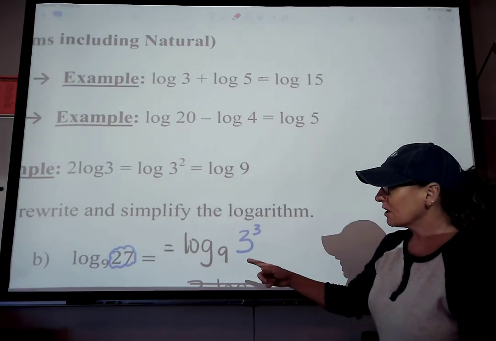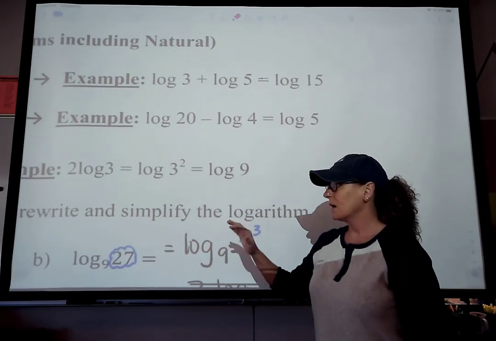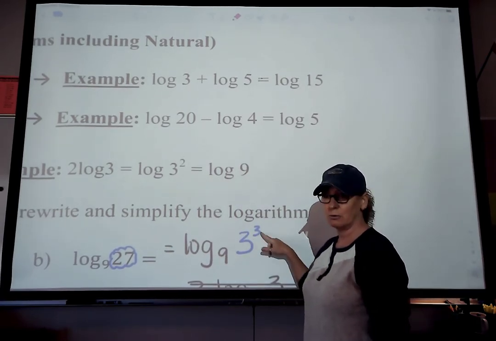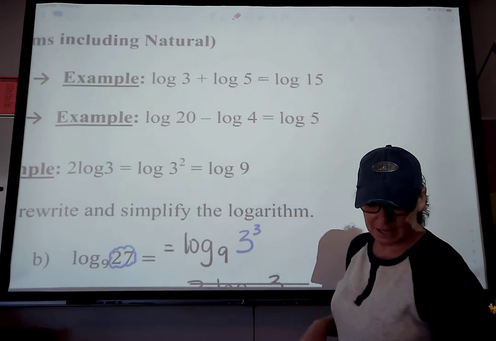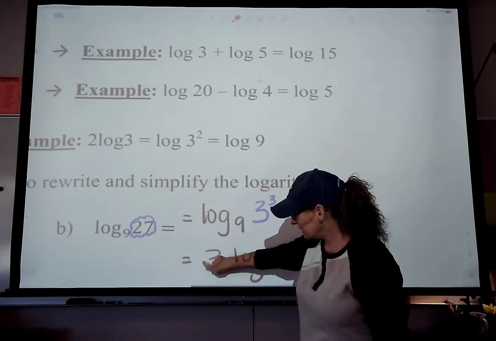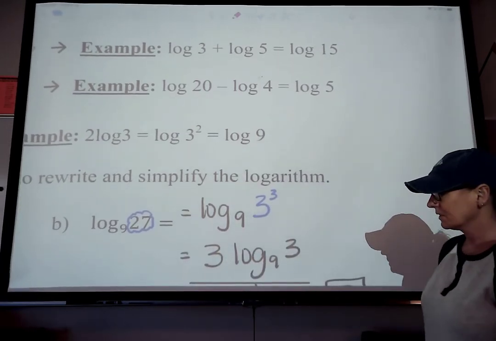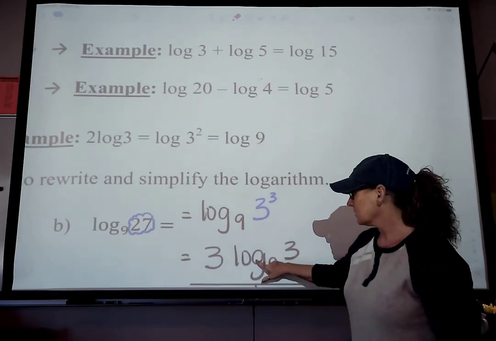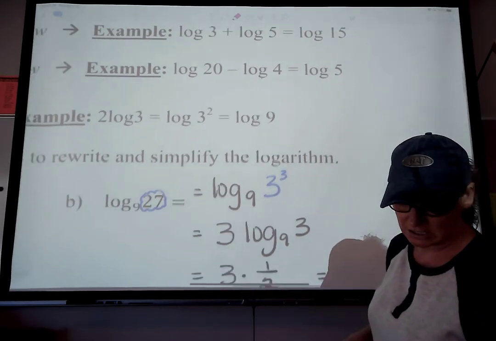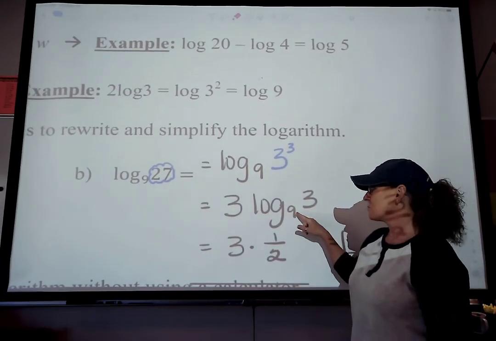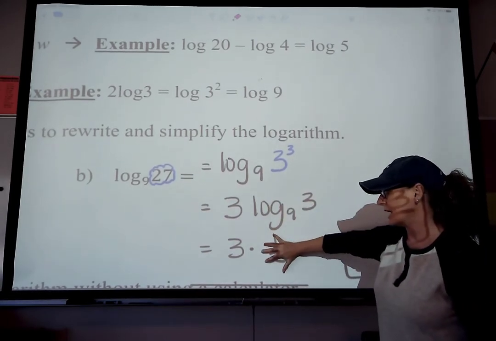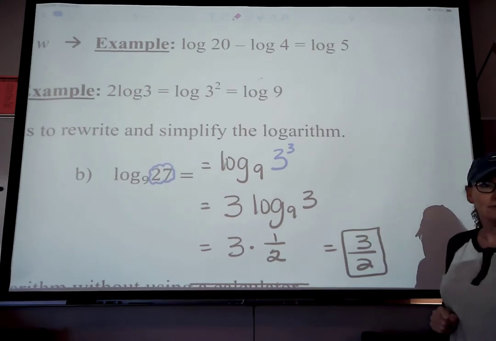All right, log base 9 of 27. The first thing I decided to do was I turned my 27 into 3 cubed. And then, what did I do? Then I brought my 3 down in the front. So this 3 up here, I brought it down to the front. And then, ooh, this is a thing. Log base 9 of 3. 9 to the what is 3? Well, I know that the square root of 9 is 3, so 9 to the 1/2 is 3, so I change this logarithm to 1/2, and I get 3 halves.